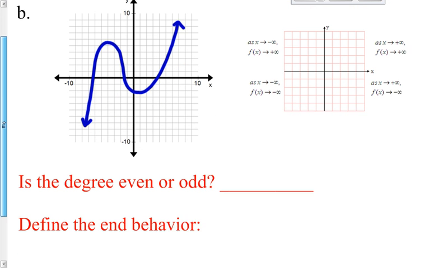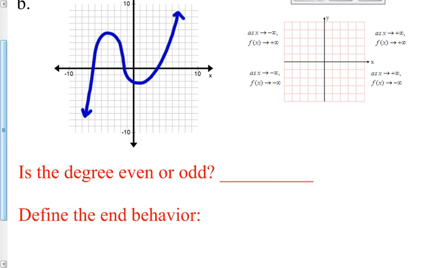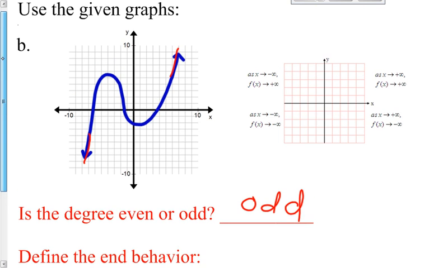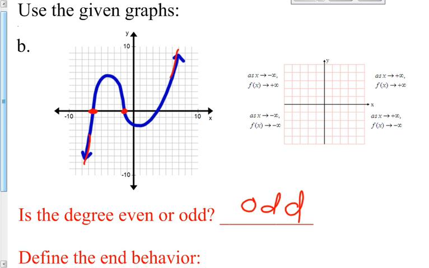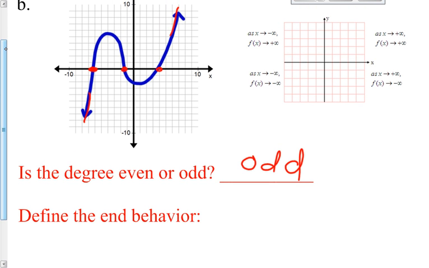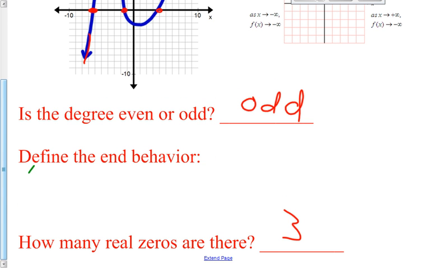Letter B. Is this degree even or is it odd? They're going in opposite directions, class. So when they go in opposite directions, that means that our function is odd. The third one, how many real zeros are there? Well, how many times is it across the x-axis? 1, 2, and 3. There are 3 real zeros. All right, the tricky part. You're going to tell me what happens as I move to the left and what happens as I move to the right. So we're always going to start off like this. As x approaches negative infinity and as x approaches positive infinity.